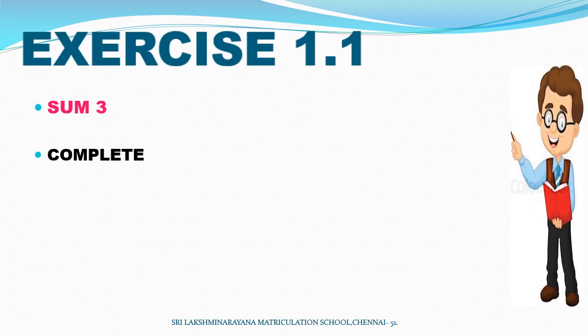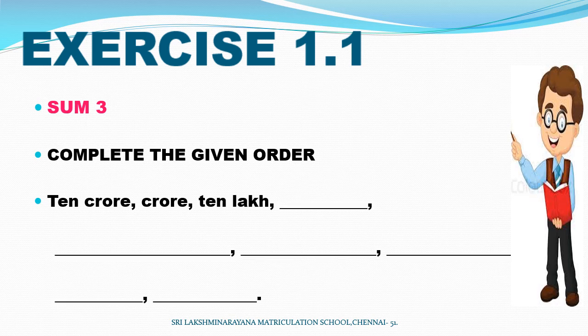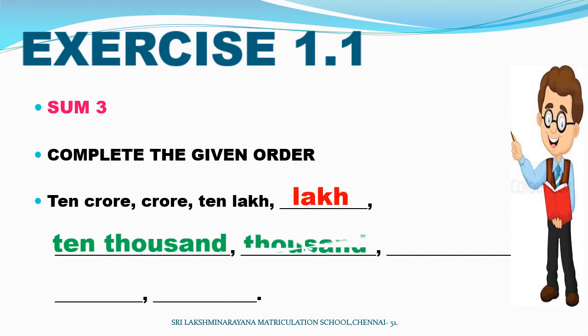Now we are going to solve exercise 1.1 sum 3. Complete the given order. What is given? 10 crore, crore, 10 lakhs. So what will be the next place? Lakh, 10,000, 1,000, 100, 10 and 1.